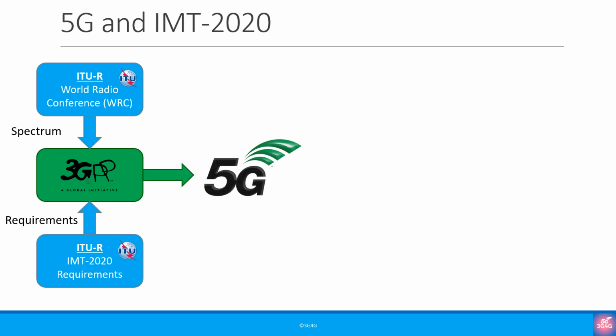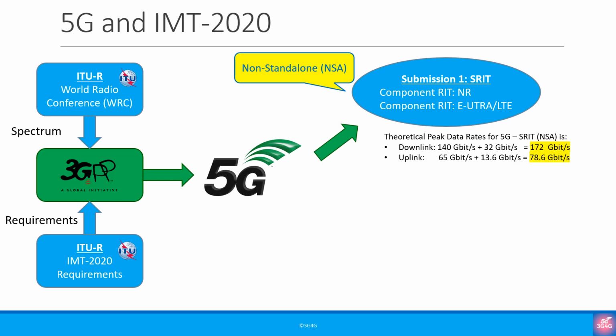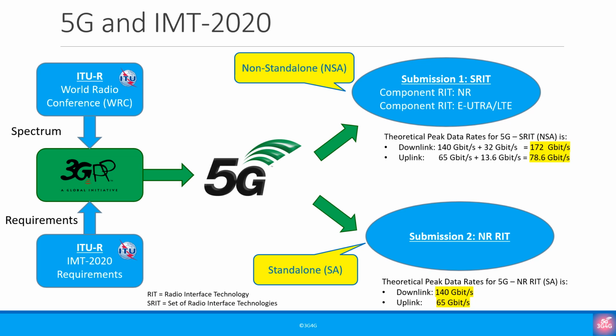5G comes in two different flavors. The first one is called SRIT in ITU terminology or non-standalone in 3GPP terminology. The second one is called NR-RIT in ITU-R terminology or standalone in 3GPP terminology. RIT stands for Radio Interface Technology and SRIT is a set of radio interface technologies. As you are no doubt aware, SRIT or non-standalone has both 5G NR as well as LTE components, as can be seen in the diagram.